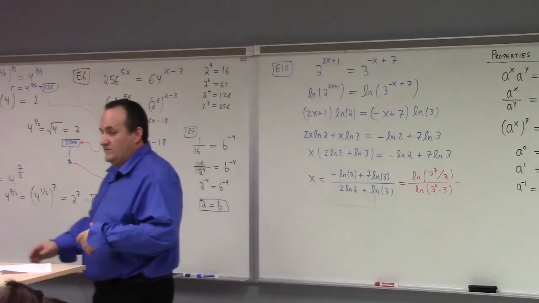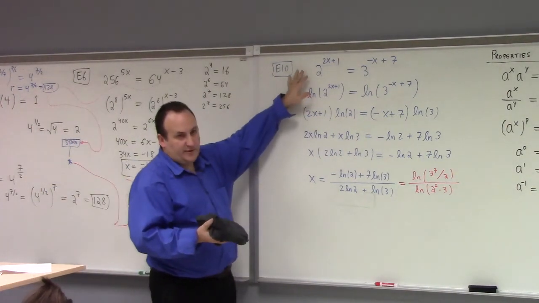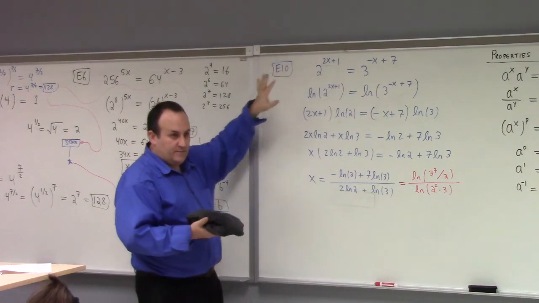But my larger point: do you see how we needed the logarithm here? The approach we've been taking up till now didn't work. The one-to-one property doesn't help us here, right?